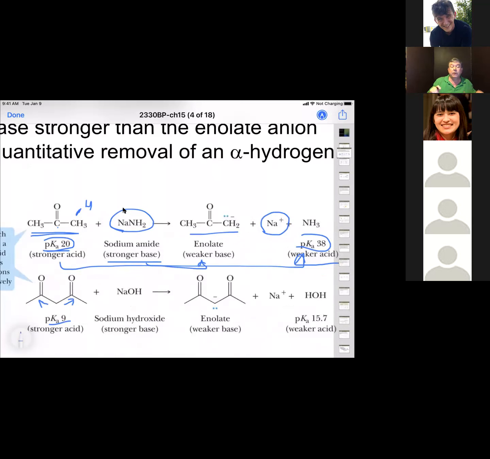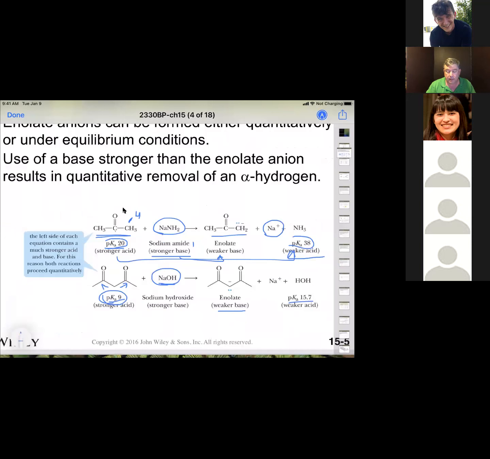However, if that proton is more acidic, we can use a weaker base. This base is weaker than this base, but this acid is stronger than that acid, which means we can use a weaker base and still go to our enolate ion, counterbalanced by a weaker acid, which is going to turn into water. So for a ketone, we have to use the very strong base sodium amide. But once we get two carbonyls on there, we can use weaker bases like alkoxide ion and sodium hydroxide.